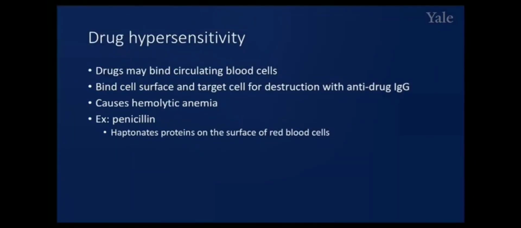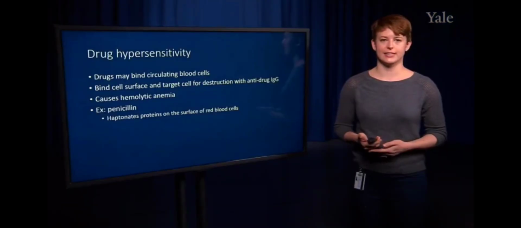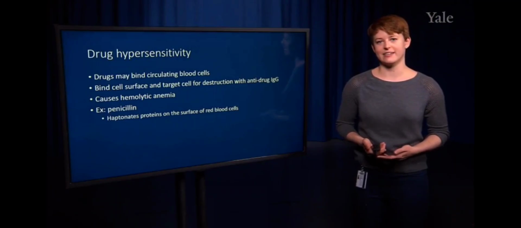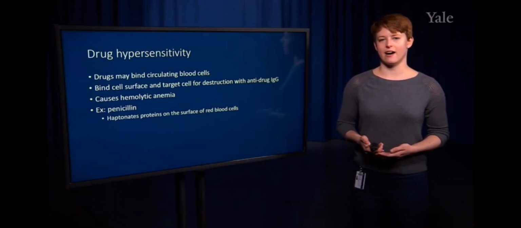surface antigens that are bound by the drug will be targeted by an anti-drug IgG antibody, which targets those cells for destruction through complement or phagocytosis. And this eventually leads to hemolytic anemia. So these red blood cells are destroyed, and eventually they are low enough that anemia results.